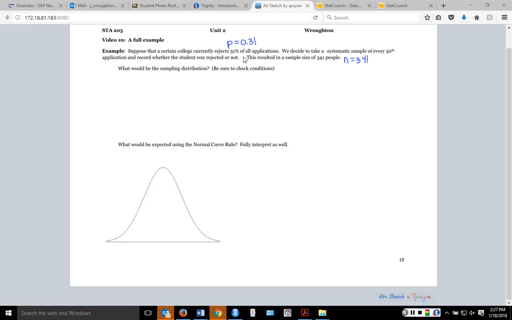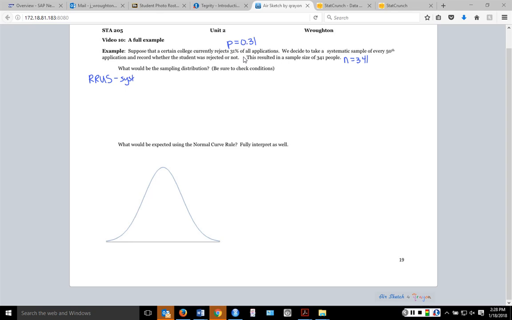Okay, so what would be our sampling distribution? What I want for that is for us to check the conditions to see if they hold first. So let's first talk about our sampling method. It says they took a systematic sample of every 50th application and simply record if the student was rejected or not. So looking at that sample method, a systematic sample, they're taking one that comes in every now and then, so there's not like a timing issue. So that should seem somewhat reasonable.